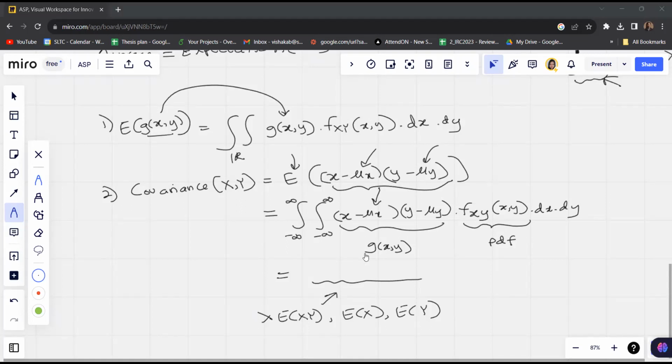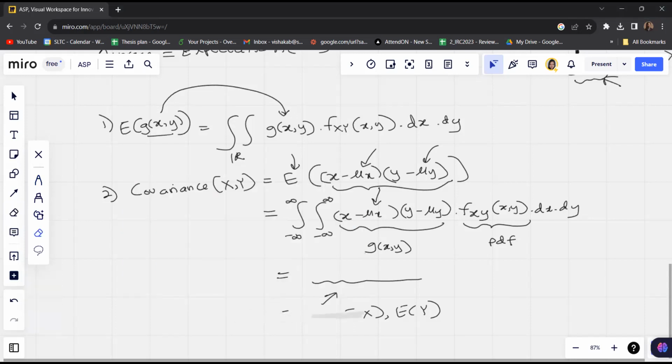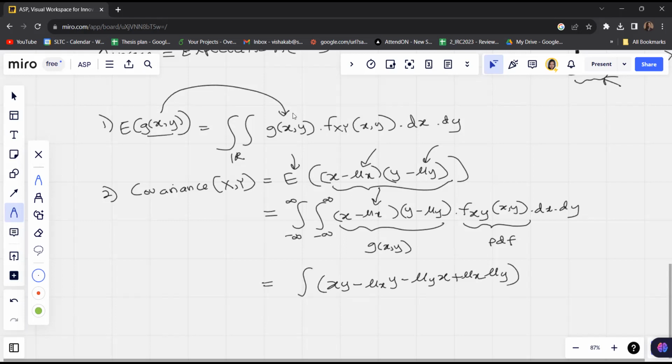Okay, I think I will get to it. So we need to actually first multiply these two brackets first. So you will get xy minus mu_x y, minus mu_y x, plus mu_x mu_y, right? So I hope you got to that point.